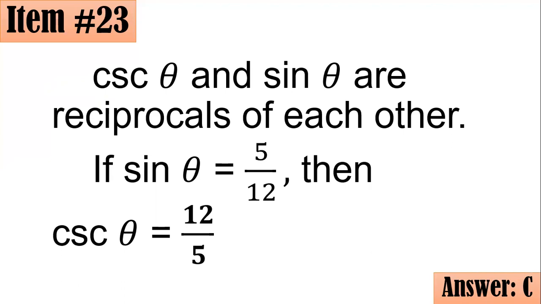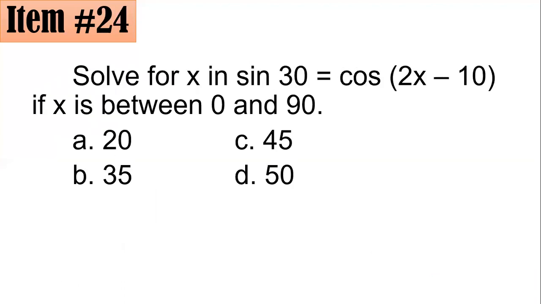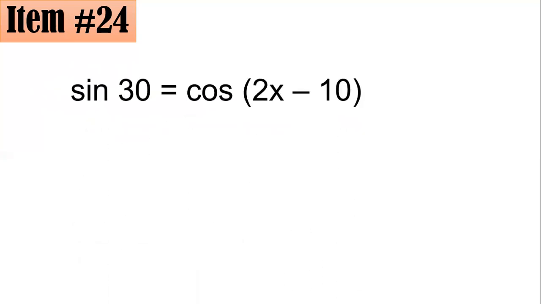24. Solve for x in sine 30 equals cosine of 2x minus 10 if x is between 0 and 90. Is it 20, 35, 45, or 50? So how do we solve a problem like this? There are many ways. I'll just present to you one of them. Remember that sine 30, this is the given.